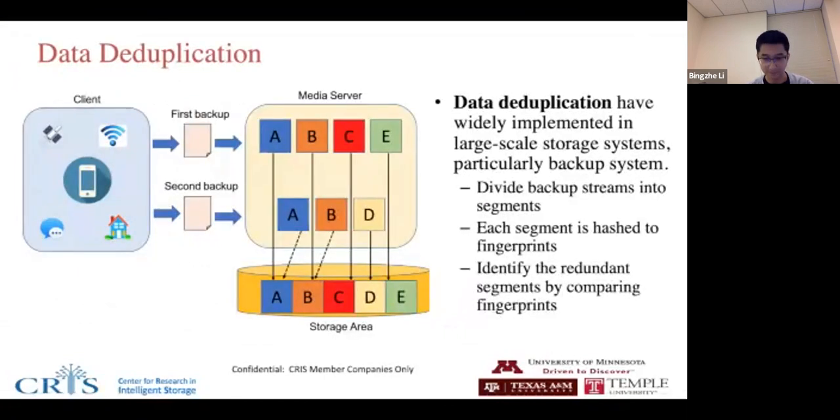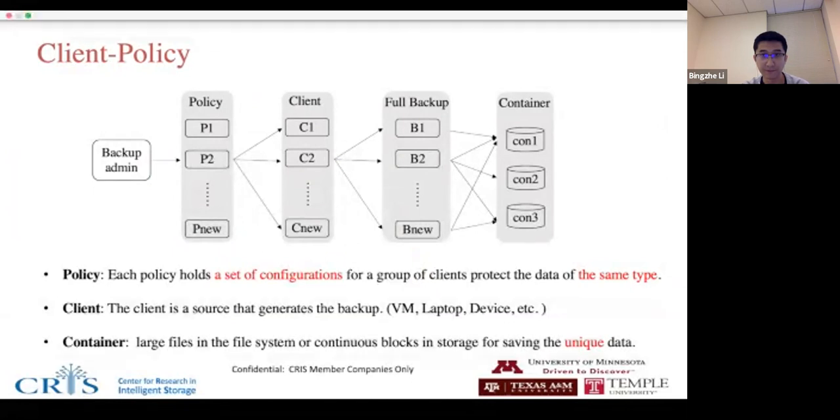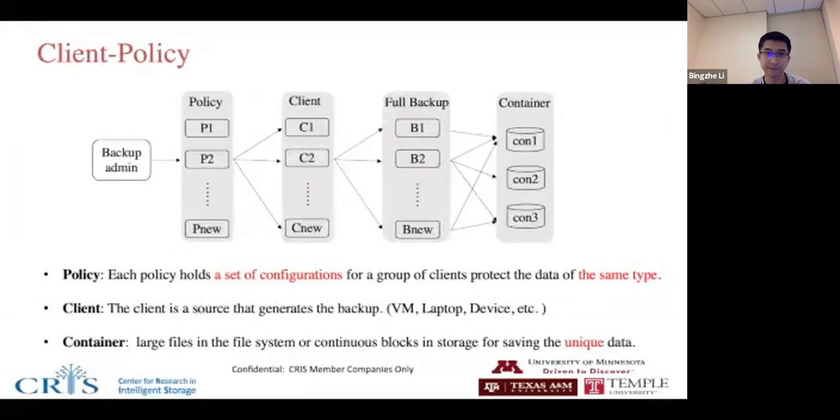Data deduplication has been widely implemented in large-scale storage systems, in particular in backup systems. The unique data is saved in the storage, while the duplicate data only requires saving its index. The backup administrator typically creates multiple policies based on different backup types and different service levels. A single policy protects multiple clients, and the clients in a policy share the same backup frequency.